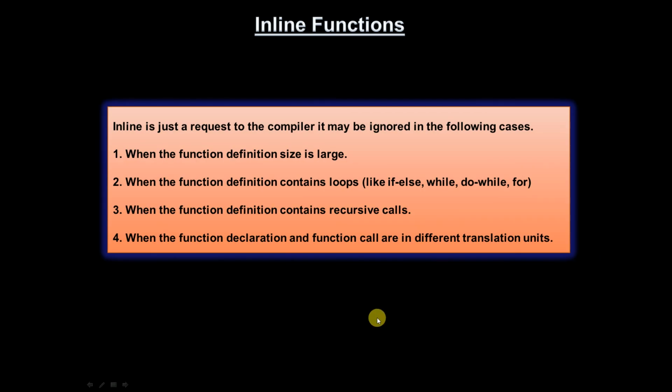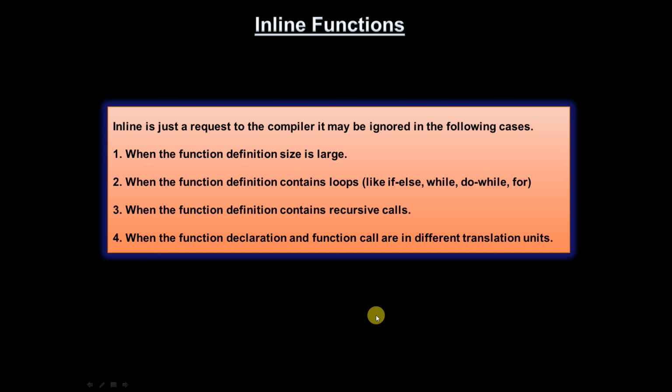What are the things we have observed? Inline is just a request to the compiler. It may be ignored in the following cases. And also you have to use the optimization, otherwise it won't work. It will be treated like a normal function. When the function definition size is large, say for example you have written some code of 100 lines or 200 lines, you are just giving a request to the compiler that if possible, just replace the function call with the function definition. But if the function definition size is large, then obviously this replacement won't happen.